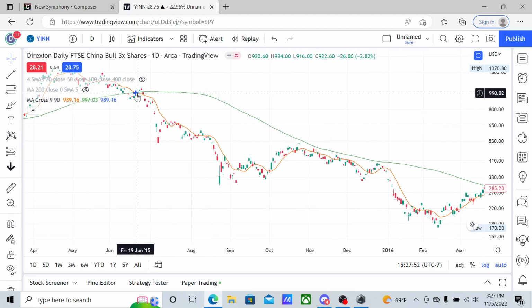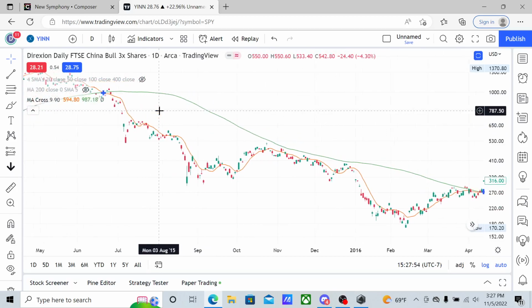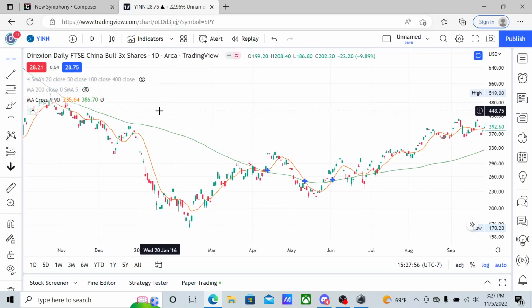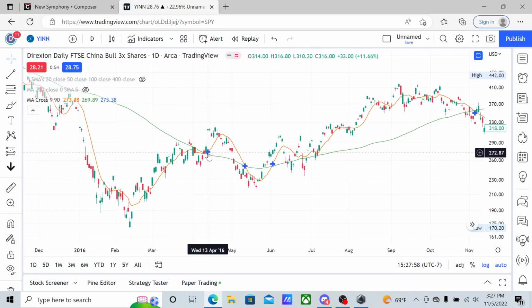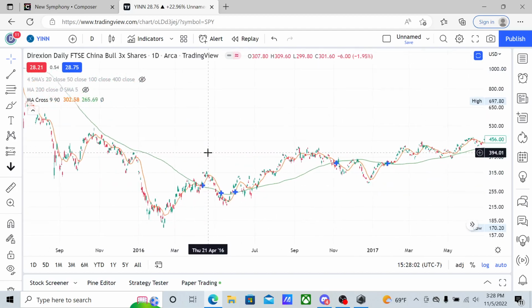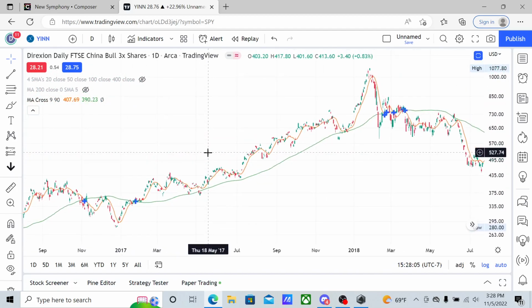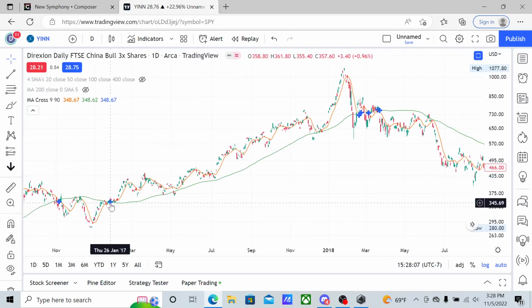Like if you entered a position here when it crossed below, you could have ridden a pretty significant wave down and then got out right here where it crossed back above. So it's just things like that. It's not always going to work, but it could work for prolonged periods of time.